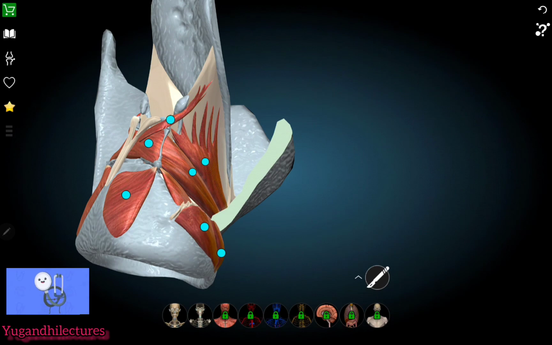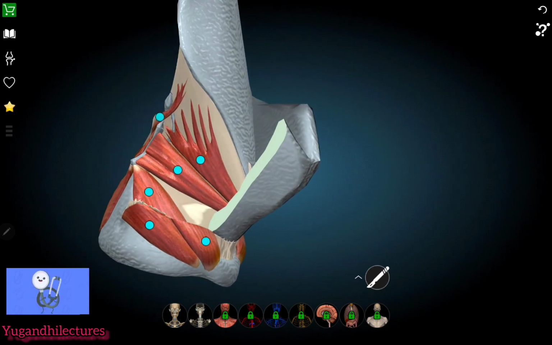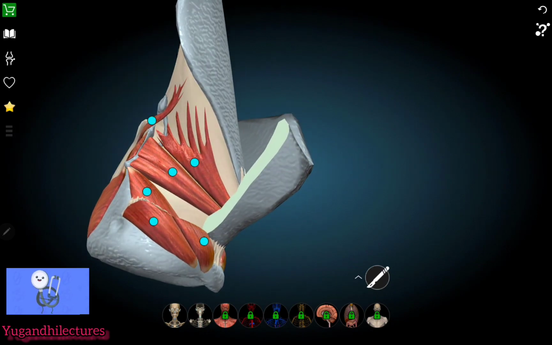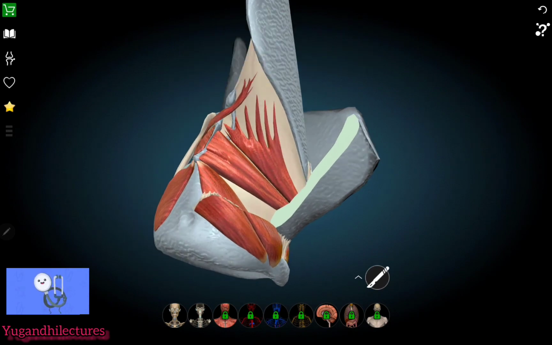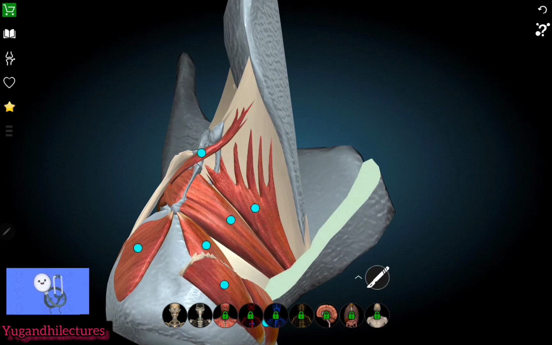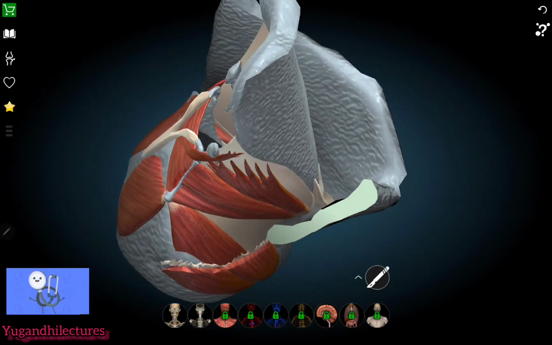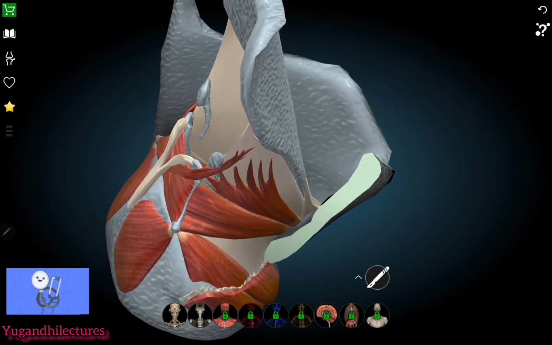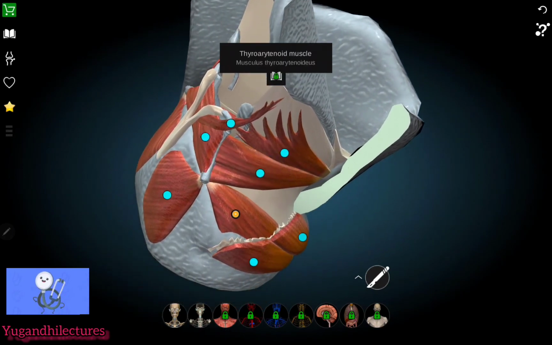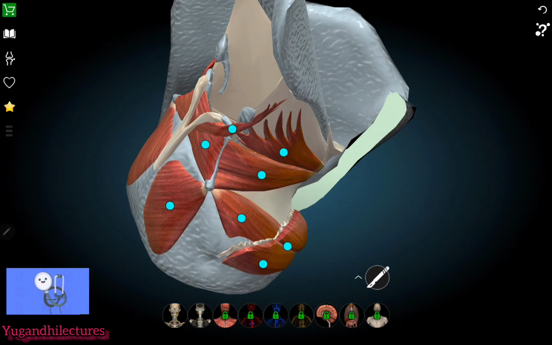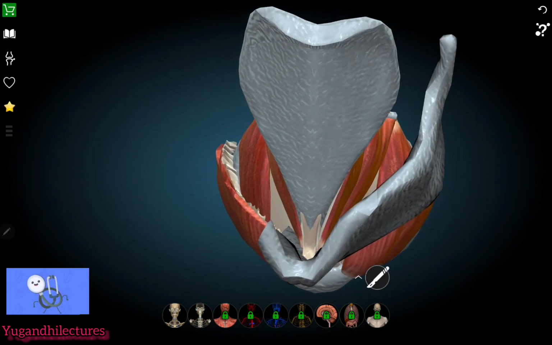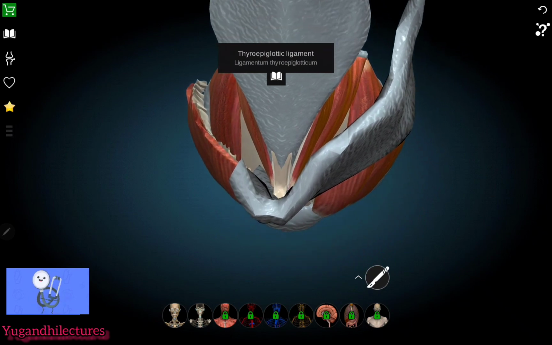Now we are going to see what are all the muscles or structures that are attached to the thyroid cartilage on its inner aspect. The first we are going to look at is the thyroepiglottic part of the thyroarytenoid muscle. You can see how it is attached to the thyroid cartilage. The next is the thyroarytenoid muscle. It connects the arytenoid cartilage to the thyroid cartilage, and the median thyroepiglottic ligament.